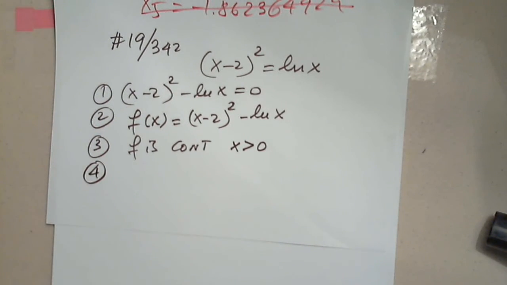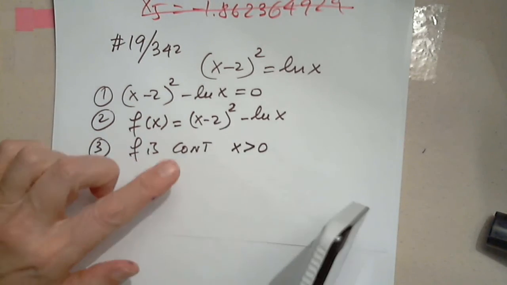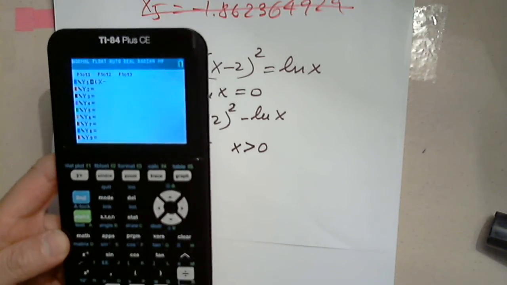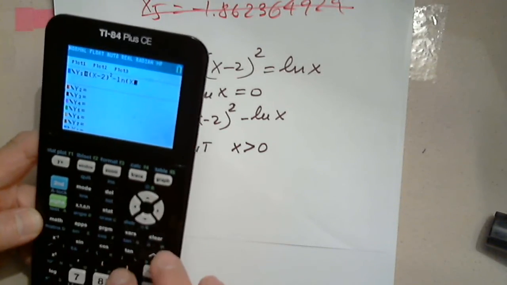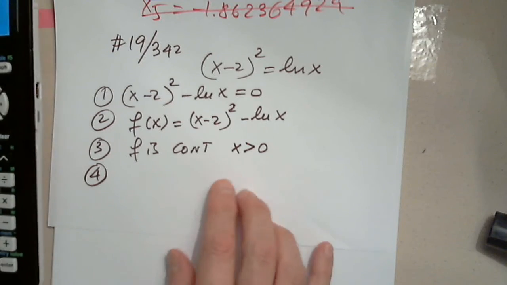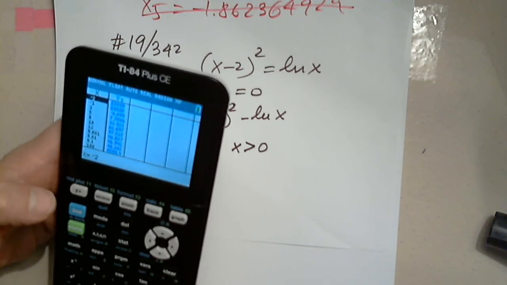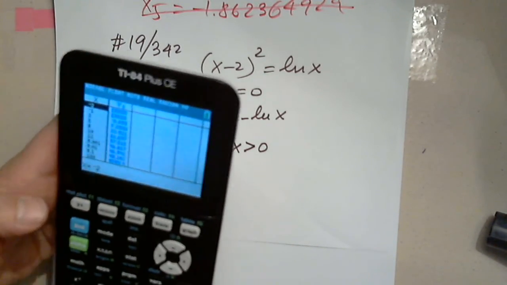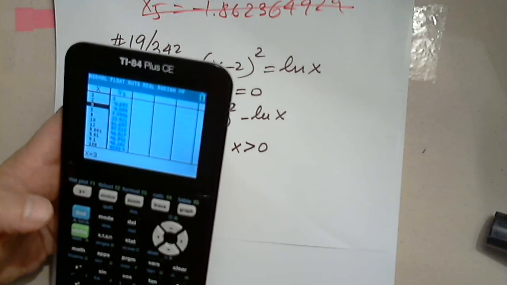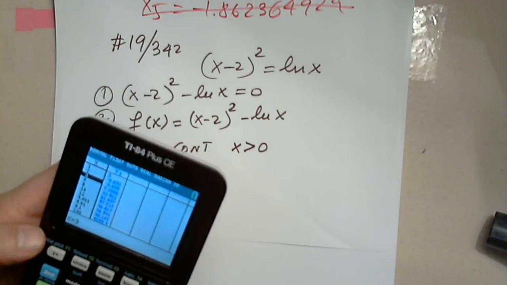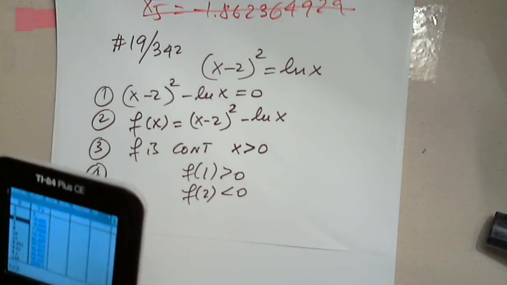Number 4, I have to find an interval. So in the graphing calculator, I clear and I put in parentheses (x − 2)² and then minus natural log x. And I start not at 0 but to the right of 0, so with second and table. Of course I have error anywhere to the left of 0 or 0. So let's say 1, 2, good enough. So I found that f(1) is positive and f(2) is negative.